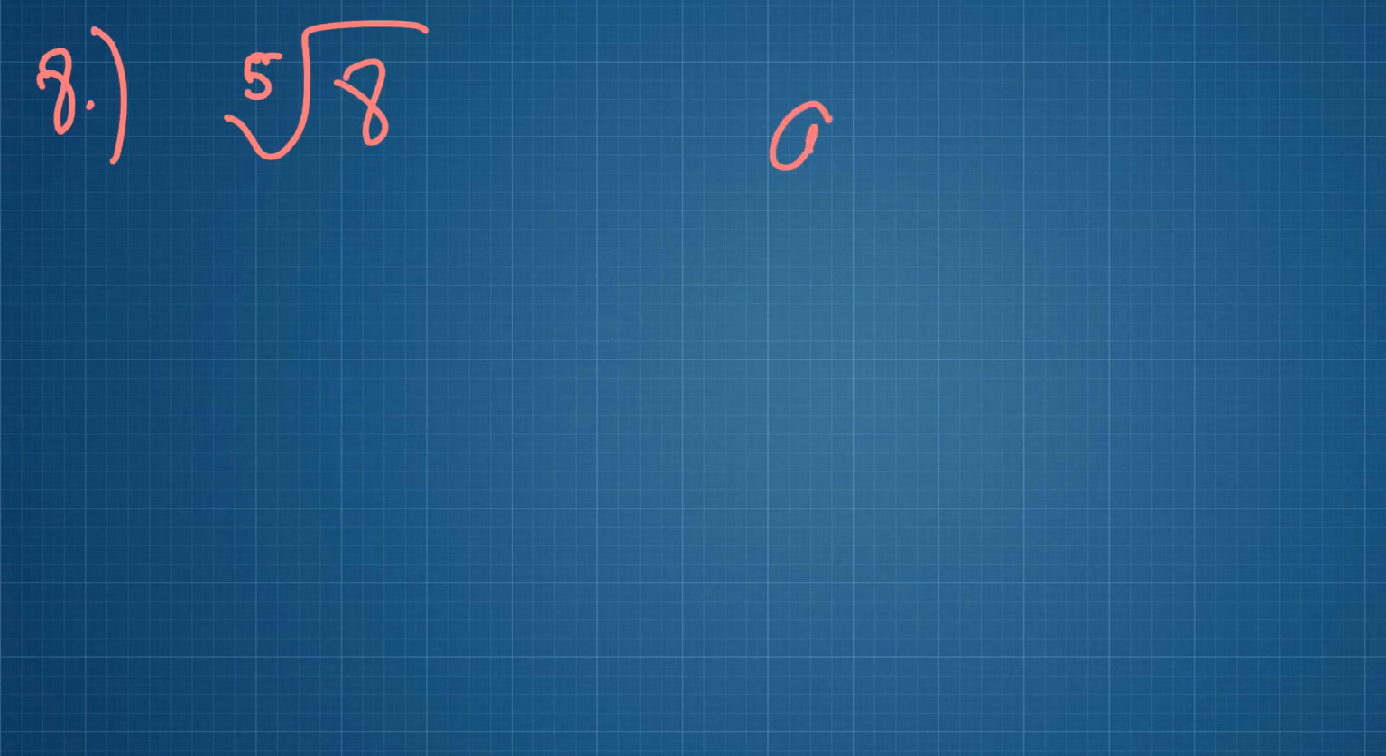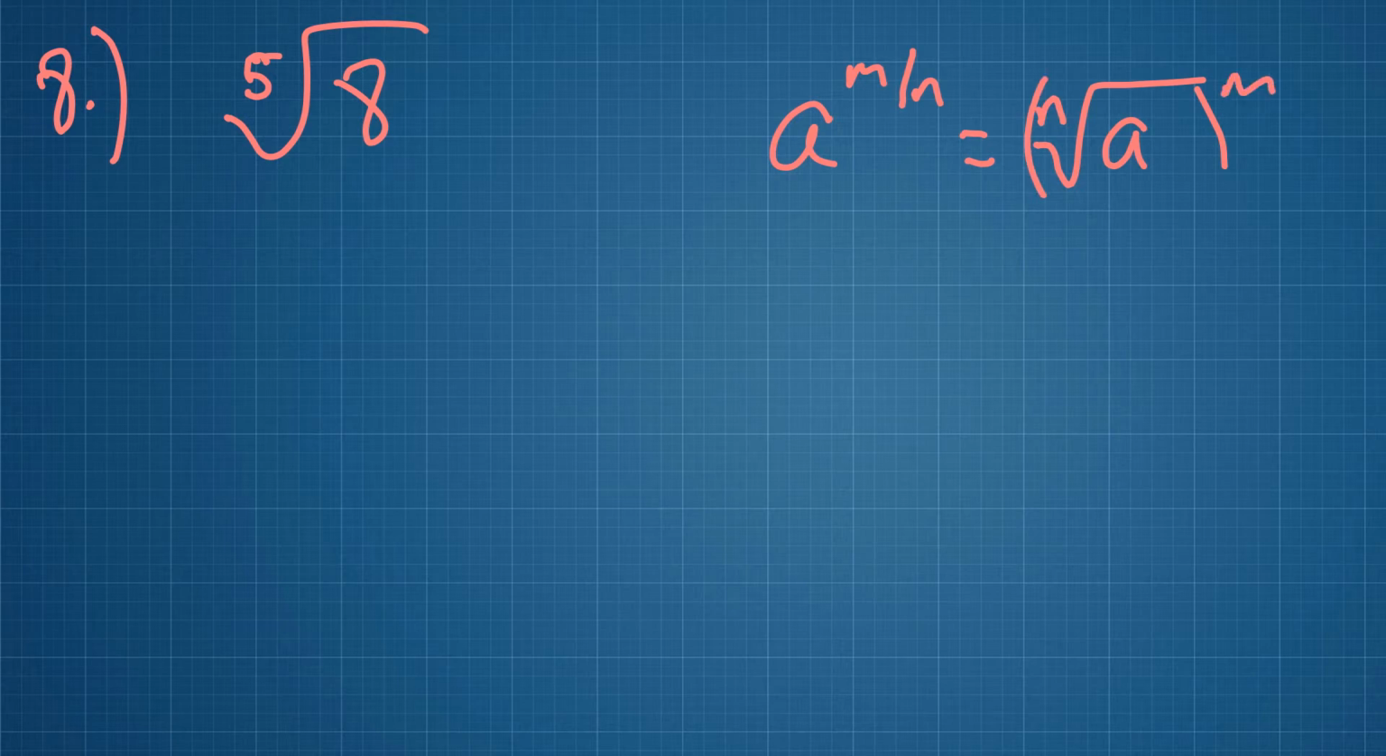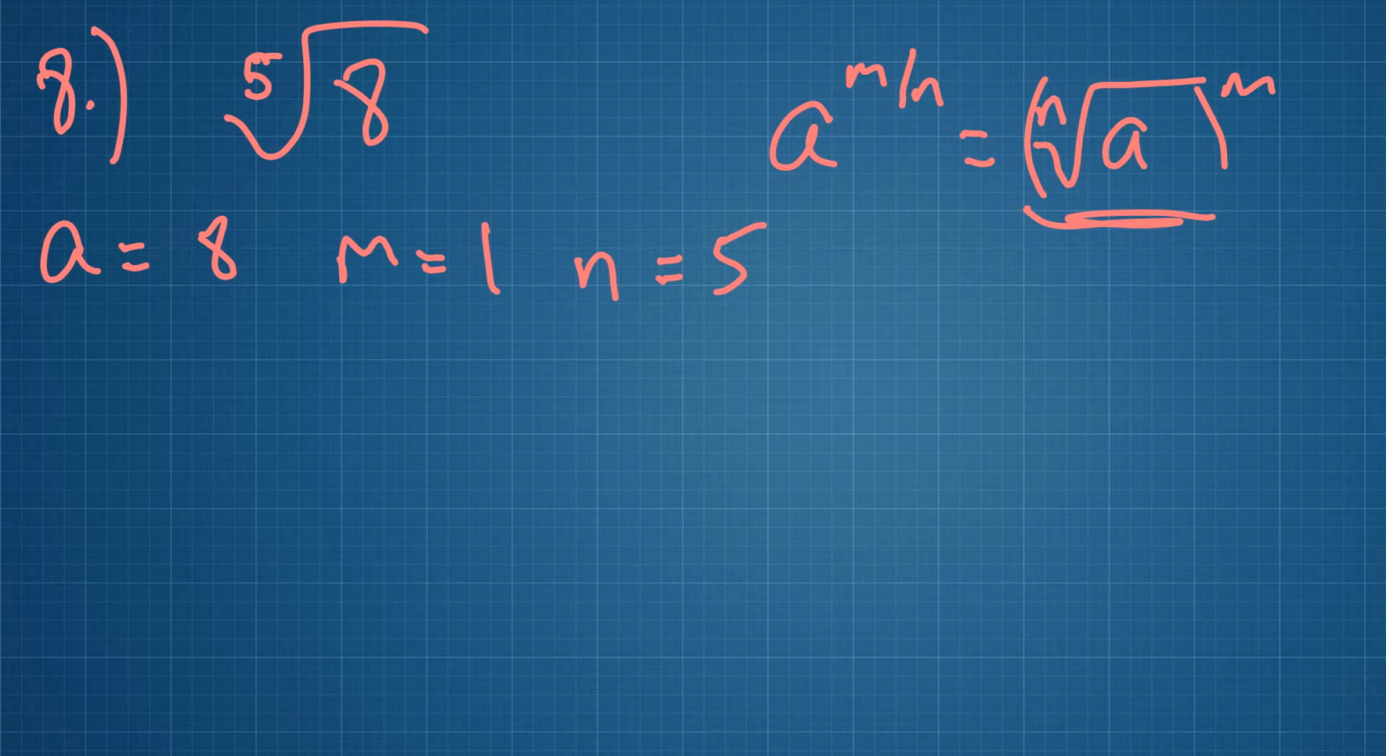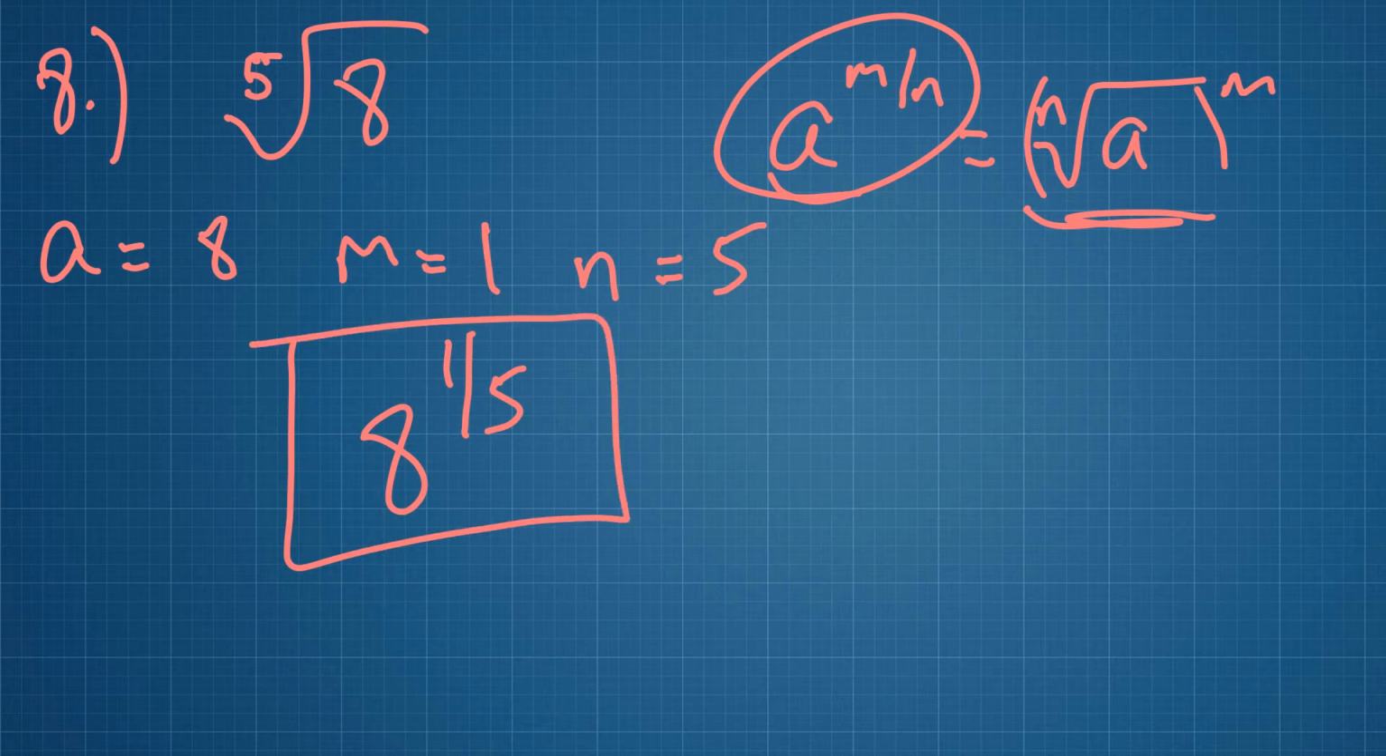Alright, in 8, we're going to use the same exact formula, except I have this side, so I'm going to make the fraction exponent show up. So I still got to find A, which is 8, because that's right there. I don't see an M, so if you don't see an M, it's automatically 1. And N is 5. So now I make this side show up, so I just say 8 to the 1/5. And we're done. And that's it.